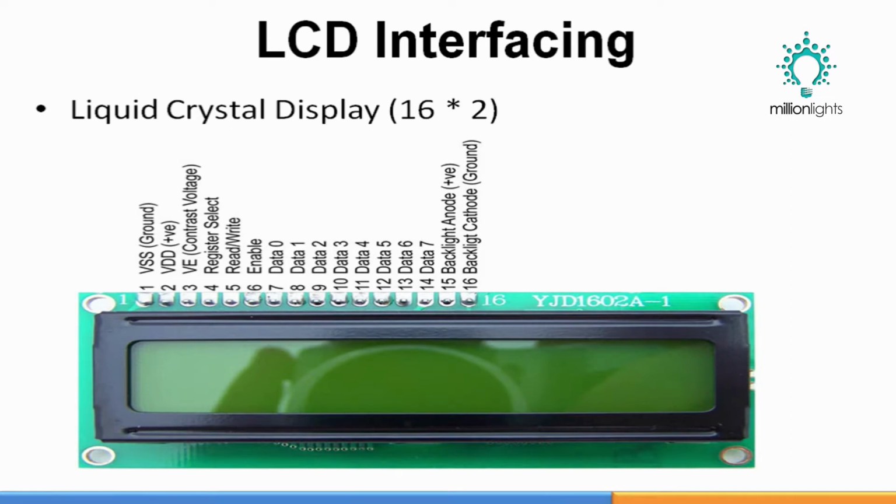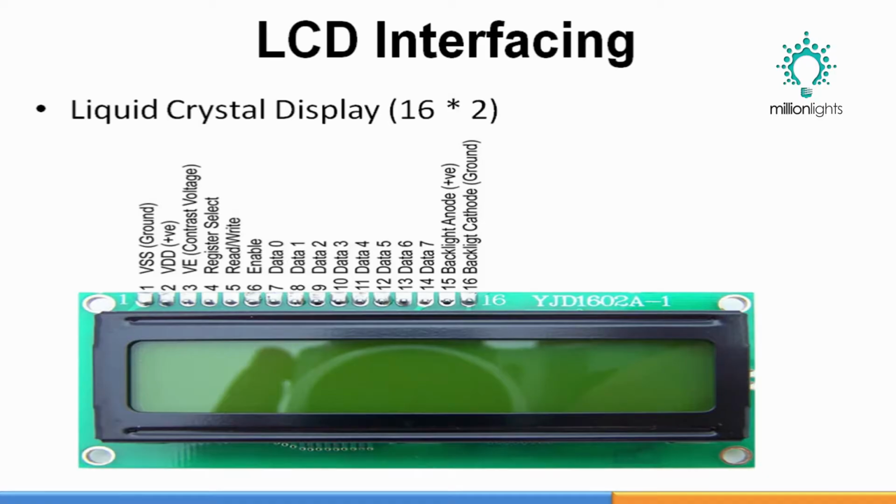In this presentation we can see there are 16 pins and each pin's working is explained here. The first pin is VSS, which is a ground pin. As you know, every electronic device requires VCC, that is 5 volts, as supply, and ground is necessary for its operation. So the first pin is VSS, that is ground, and the second pin is VDD, that is positive 5 volts. Then we have the third pin, VE. VE is used for adjusting the contrast. It is called the contrast voltage.